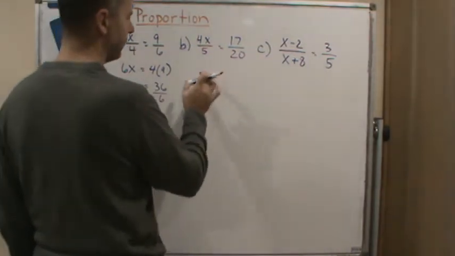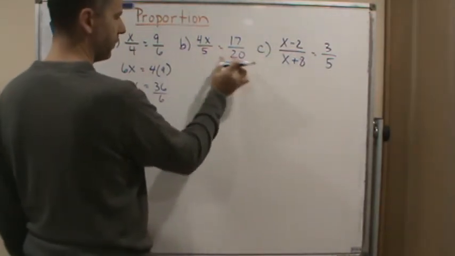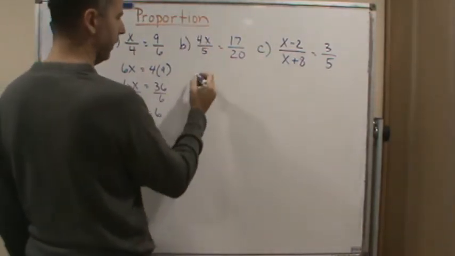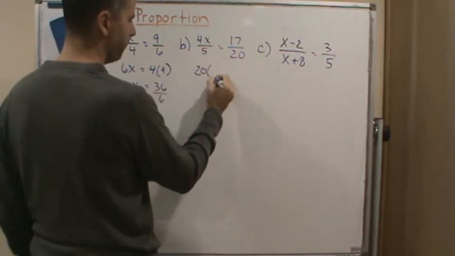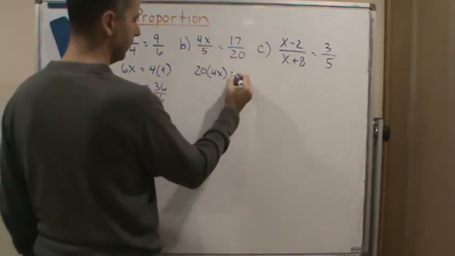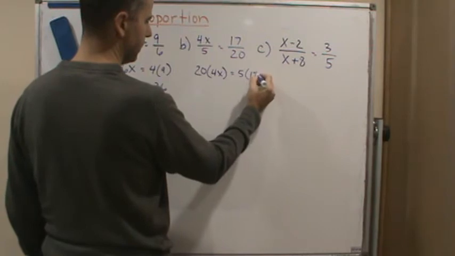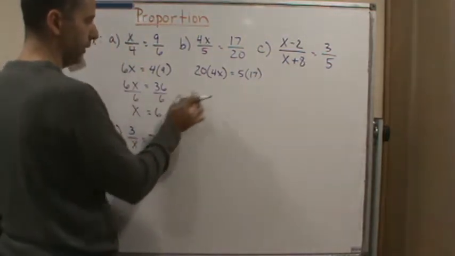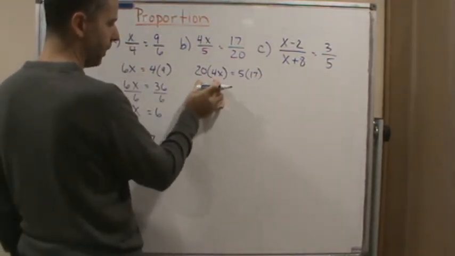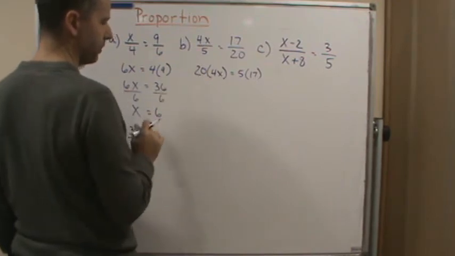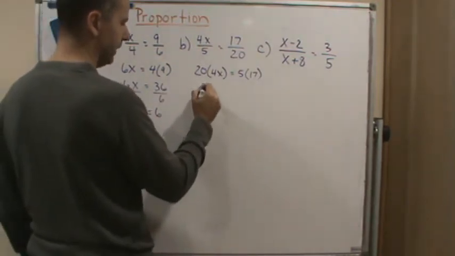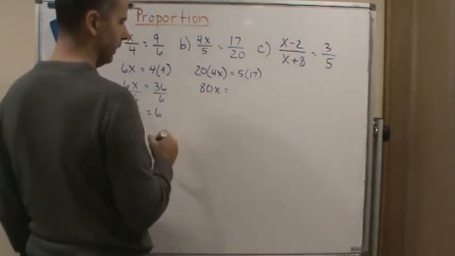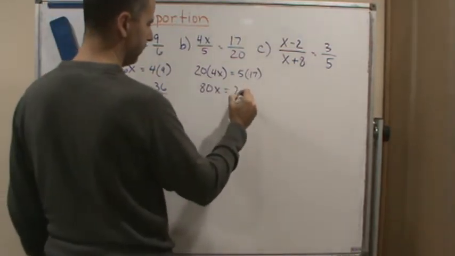So now what about this one? Well, we're going to do the same thing. We've got this fraction equal to this fraction, so we're going to cross multiply. So we've got 20 times 4x equals 5 times 17. Well, now we can use the associative property, right? We can simplify this, and so we get 80x is equal to 85.